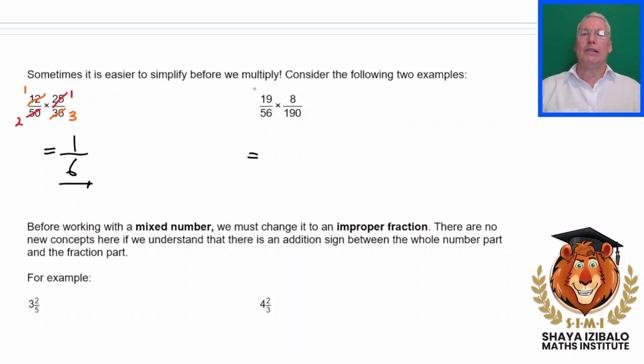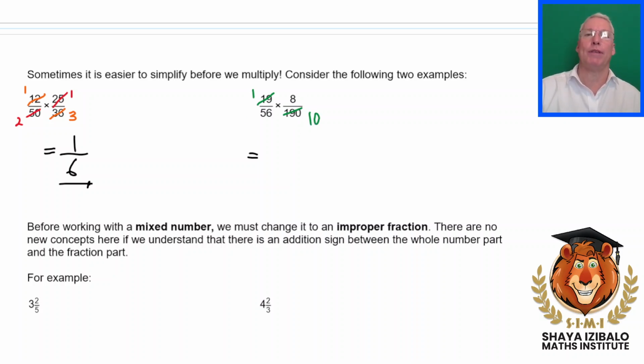Right, now, let's look at this. We could multiply 19 by 8 and 56 by 190. Those are not easy numbers to multiply. We could use a calculator, but let's see if we can't do some simplifying first. Can we divide that by 19 and that by 19? Yes. 19 divided by 19, 1. 190 divided by 19, 10.